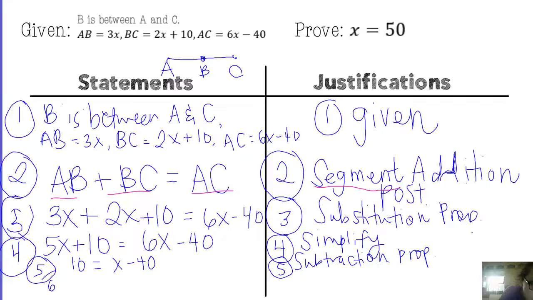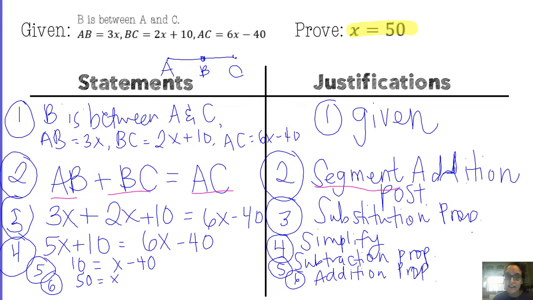Then step 6. I want to get the x all by itself, so I need to get rid of this negative 40. So I'm going to add 40 to both sides. So 50 equals x by the addition property. I added 40 to both sides. And you might be thinking, okay, I'm done with my proof. I solved for x. Hold up. Check the proof statement. The proof statement says that x has to be equal to 50. Our last statement of our proof says 50 equals x.